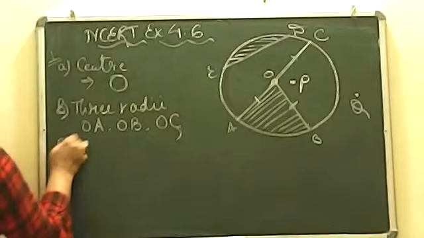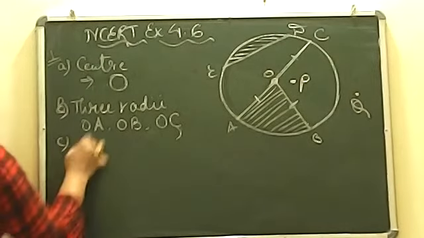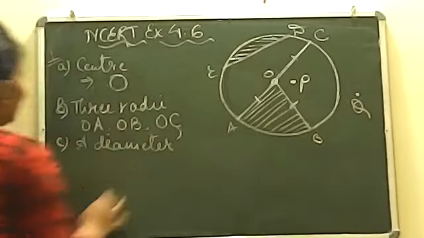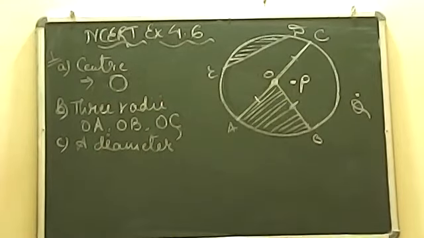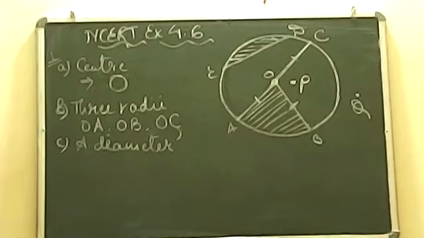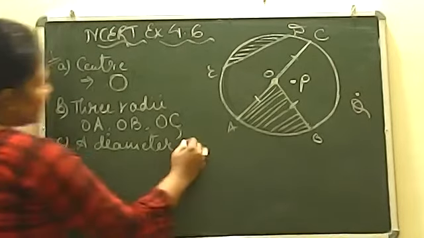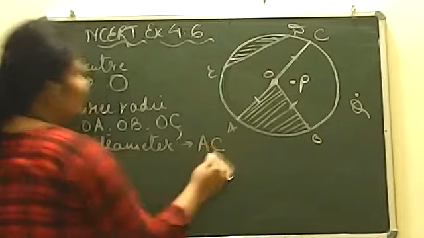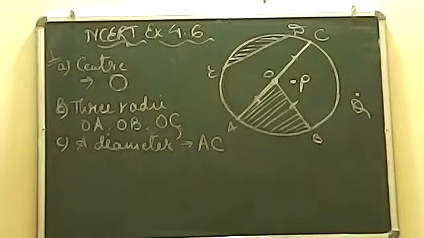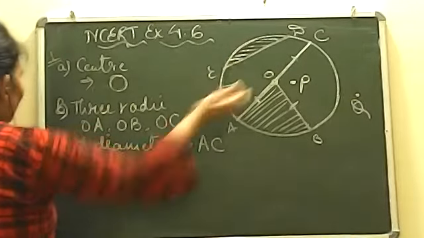Now, question number C. Question C says that you have to write down a diameter in this question. Can you please help me out in searching what is the diameter here? Which line is passing through the center? Which chord is passing through the center? Absolutely right. It is AC. AC is a line segment which is joining 2 points on the circumference, and also it is passing through the center. So this is the longest chord of this circle. You can call it diameter.